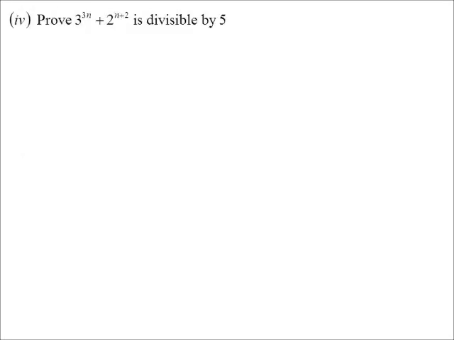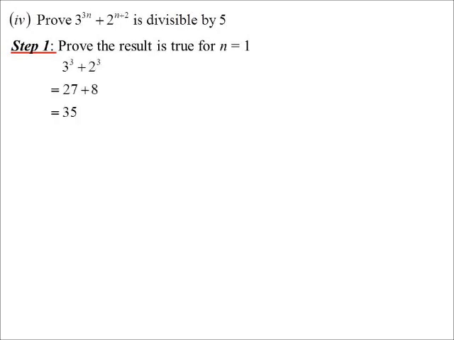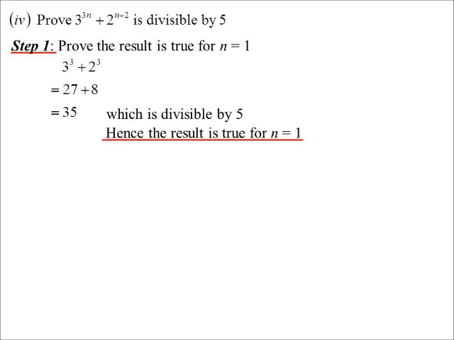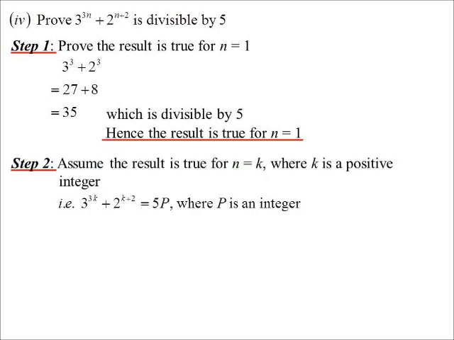Let's have a look at another one where we're playing with the powers. These are a little bit more interesting, I think. 3 to the power of 3n plus 2 to the power of n plus 2 is always divisible by 5. So again, let's prove it true for the first case. So n equals 1, that would be 3 cubed plus 2 cubed. That turns out to be 35. Yep, 35 is divisible by 5, so we're okay. So that works.